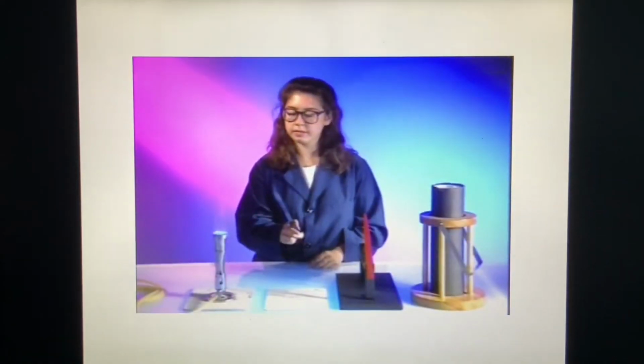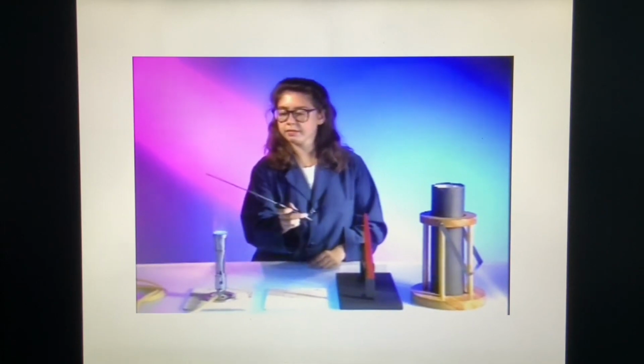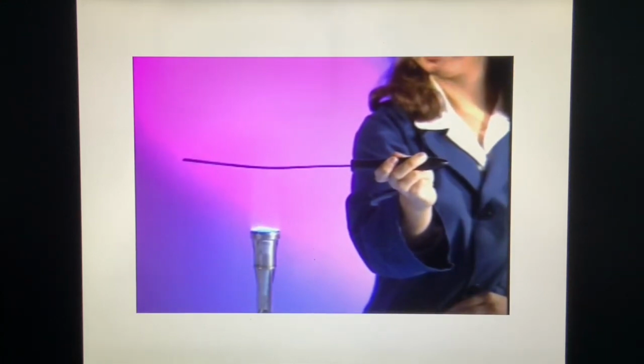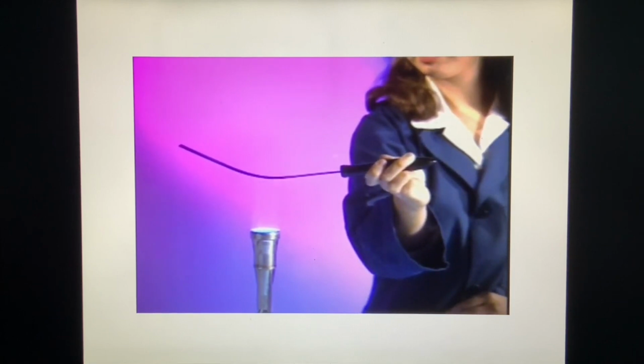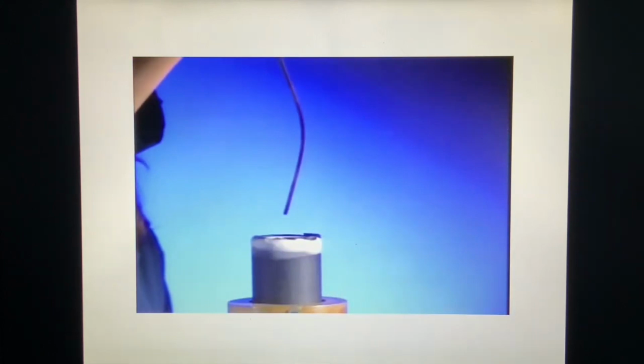This strip is made of two different metals with different coefficients of thermal expansion. If we put it in a flame, the strip bends. What will happen when we put the strip in liquid nitrogen?